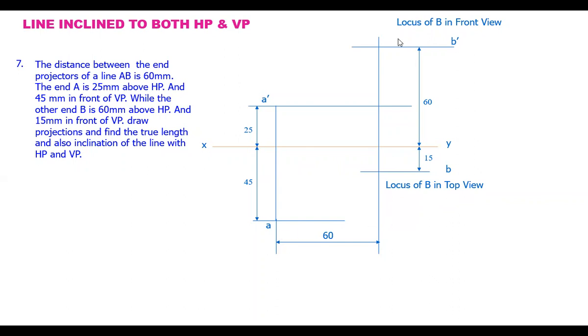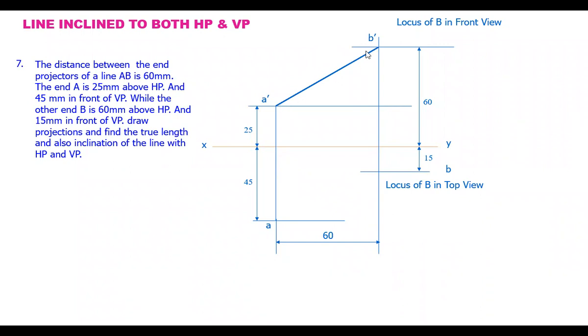Now, B dash must be lying on this projector. And also we know that the front view of B lies on this locus. That means this intersection point is B dash. So note it as B dash. Here, point B, top view, lies on this locus and also on this projector. So this intersection point will be B.